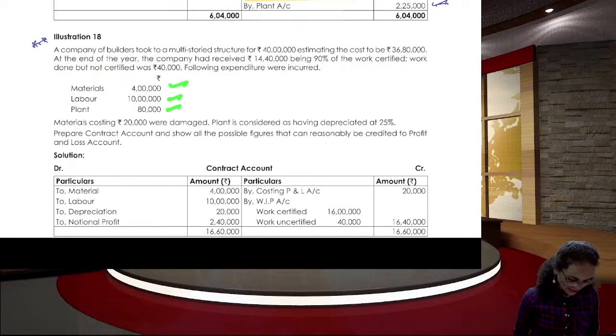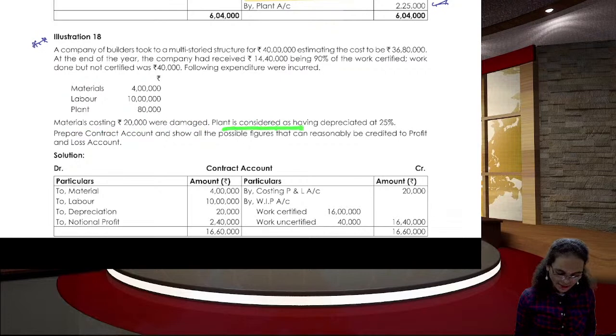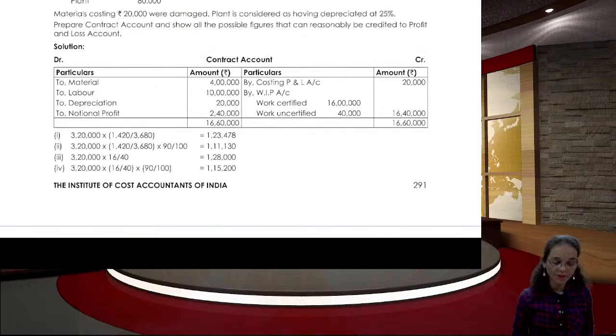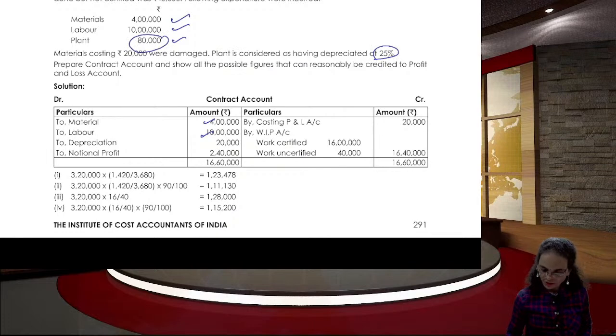Material, labor and plant. Material costing 20,000 were damaged, which should be taken into costing P&L. Plant is considered as having depreciation at 25%. Prepare the contract account and show all the possible figures that can reasonably be credited to the profit and loss account. This is comparatively easy, guys, but you pay attention. Material 4 lakhs, labor 10 lakhs, plant value is 8 lakhs, but depreciation is 25%. 80,000 into 25%, that is 20,000.